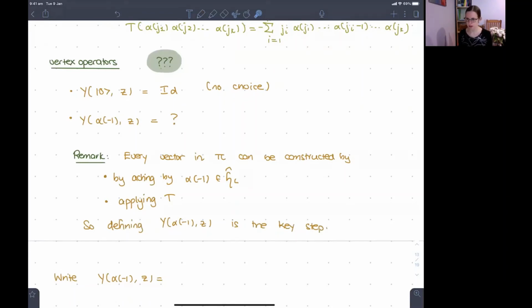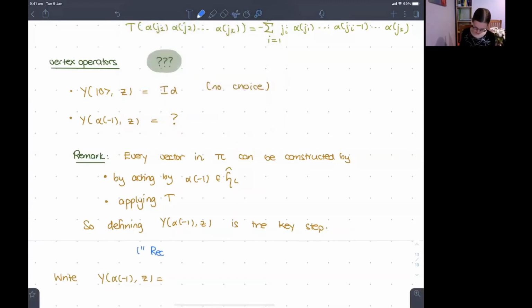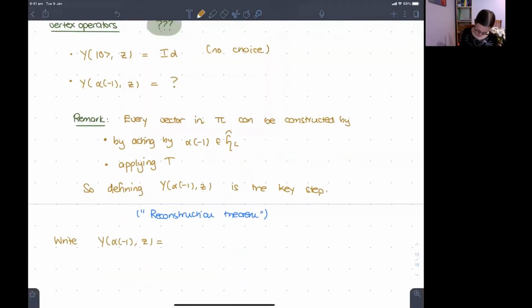And this is a theorem called the Reconstruction Theorem, which is basically some kind of idea of generators and relations for vertex algebras. So if you have things which generate in a certain sense, and you define the vertex operators and they satisfy appropriate relations, then you've defined everything. Okay, so we don't know what it is yet, but it's going to just formally look like this.